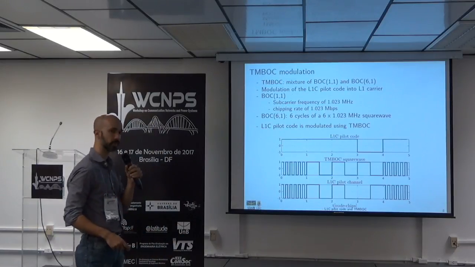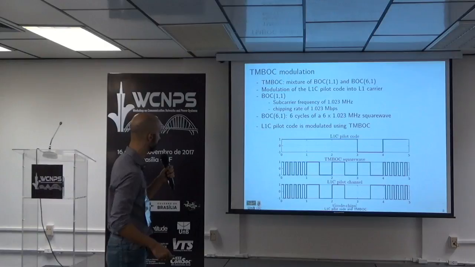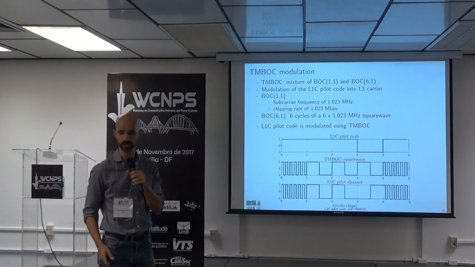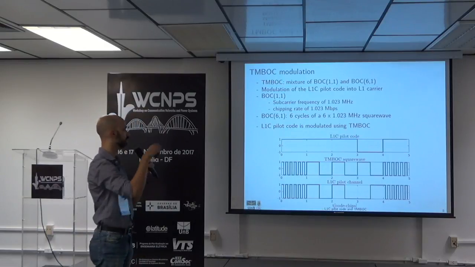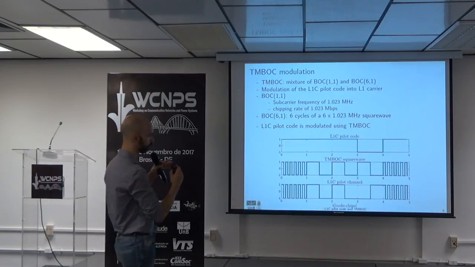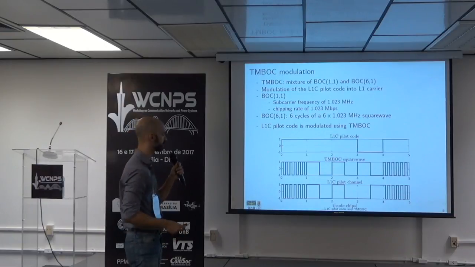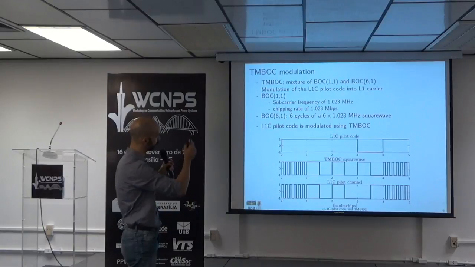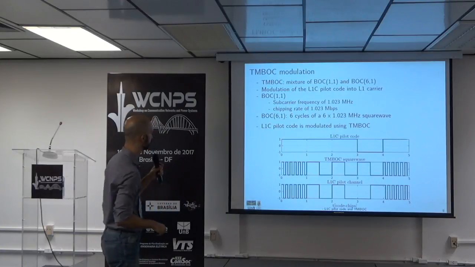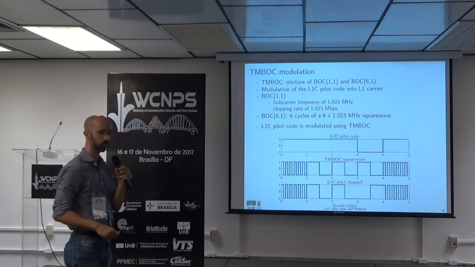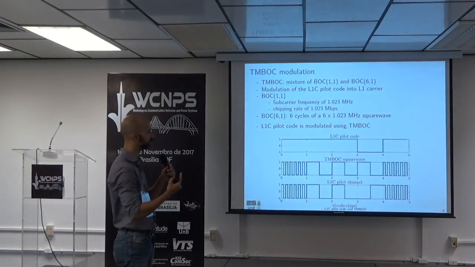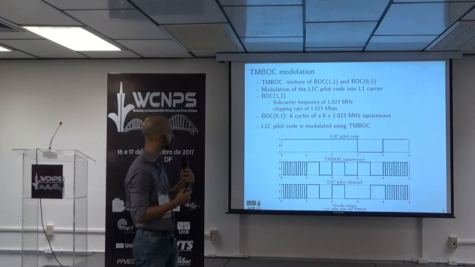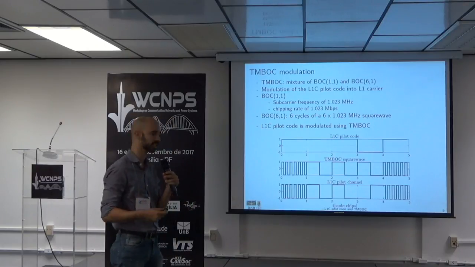The time-multiplexed binary offset carrier modulation is a variant of the binary offset carrier modulation, the BOC, used in GPS already, in which the center lobe, if you see the power spectral density, you'll see that the form is not only along the center, but also divided in frequency. And in this case, we're using BOC 1-1. That means we're using one frequency. It looks like a Manchester code. And a BOC 6-1, which is the same symbols, but at six times the rate.